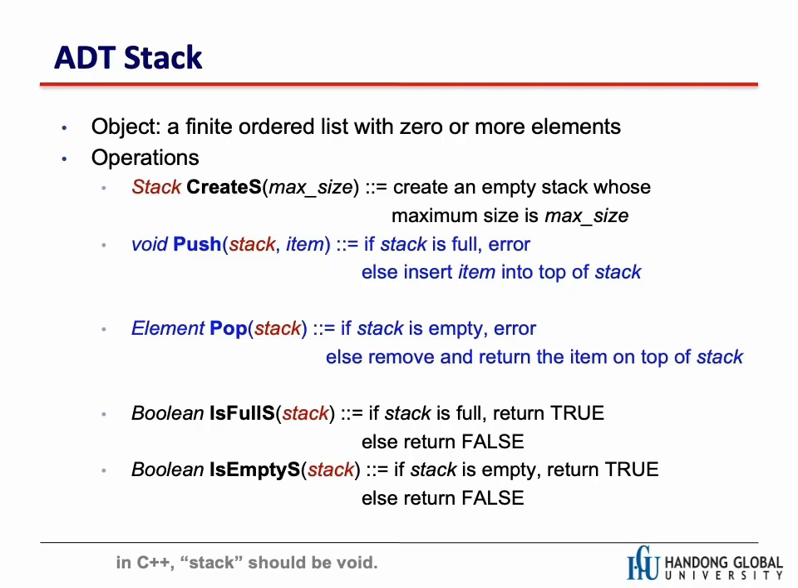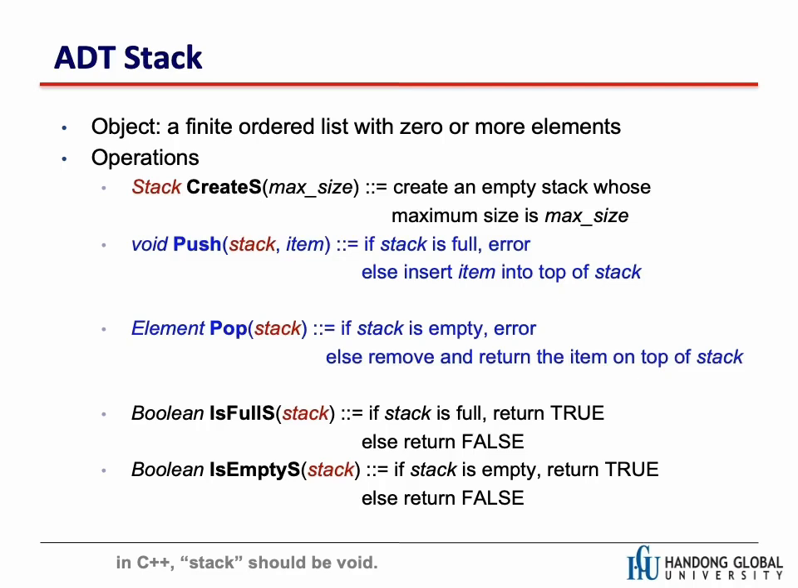And next, pop. In this pop operation, we don't pass any items. We will get one item from this stack. So the return type is an element. Basically, the type of item is element. So the return type is element. And then as a parameter, we just pass the stack information. And if the stack is empty, then it is an error. Otherwise, we will get one element from the stack.